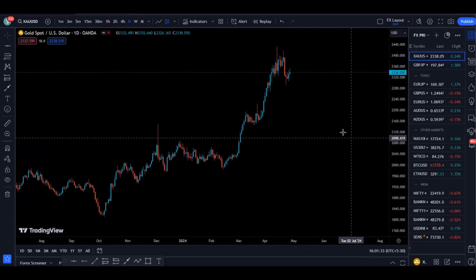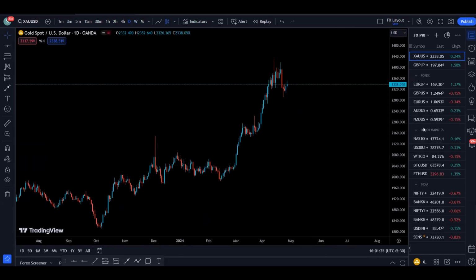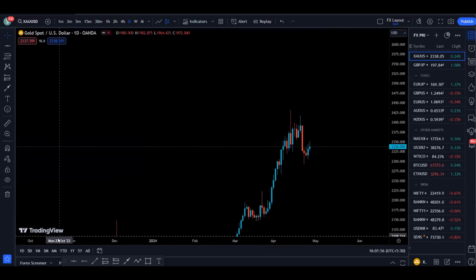Now on the daily time frame, we can see that the price is bullish as well because we are making higher highs and higher lows. So we created a high, we created a higher low, we created another higher high, and then the price came down for the pullback. And right now there is a very high probability we can continue going up with the bullish momentum.